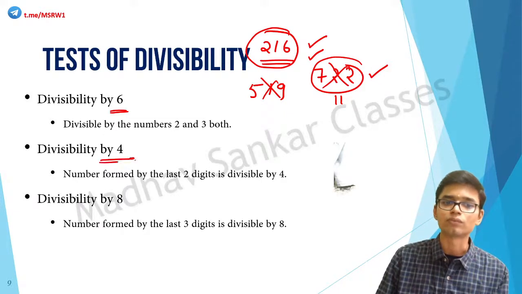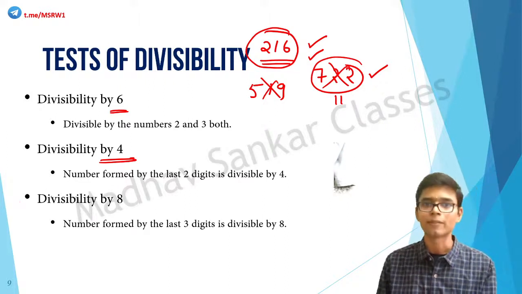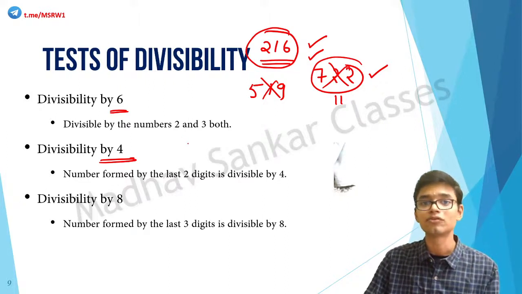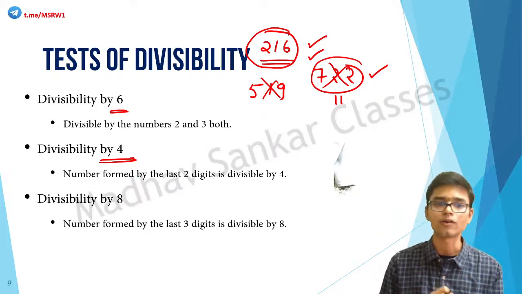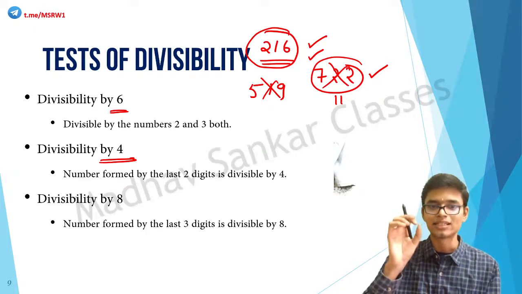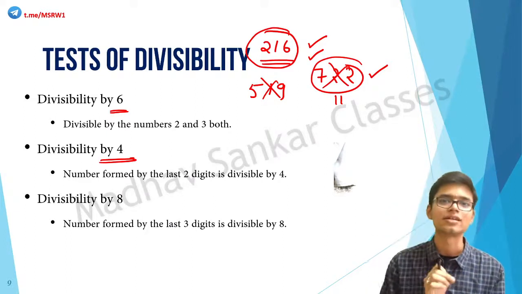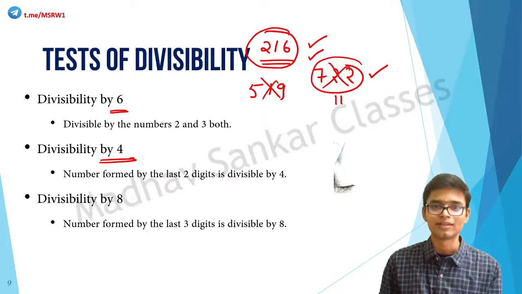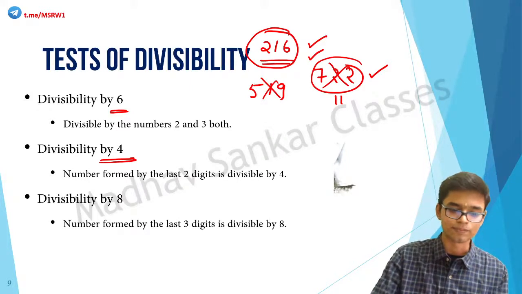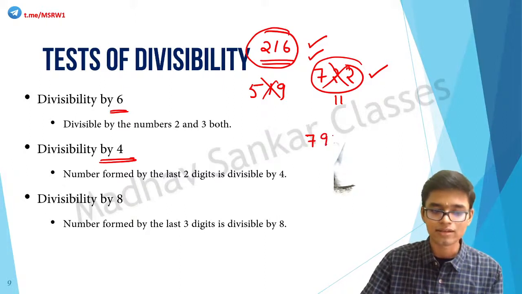Divisibility by 4. Okay, divisibility by 4. In order to check whether a number is divisible by 4 or not, what you have to do is check if the number formed by the last 2 digits is divisible by 4. That's it. Okay, now let's take an example. Consider this number 7976636.